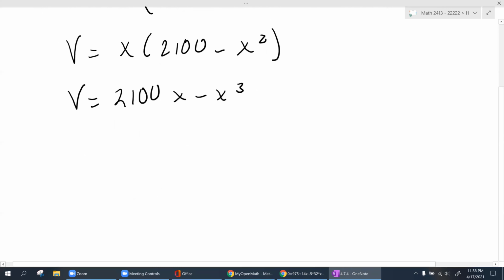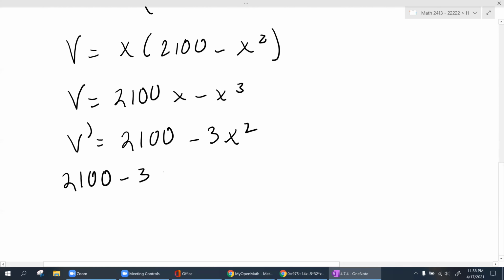What do I want to do now? I want to derive this function, meaning this is 2100 minus 3x squared. We stated that whenever we want to find the maxima or minima of a function, we set the derivative equal to 0. So I have 2100 minus 3x squared equal to 0, and I'm going to solve for x. You shift things around and get 3x squared is equal to 2100.